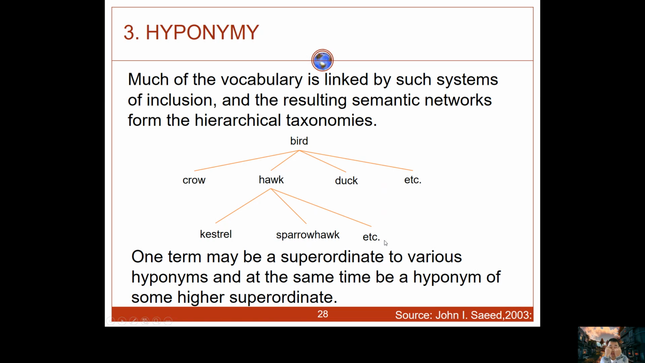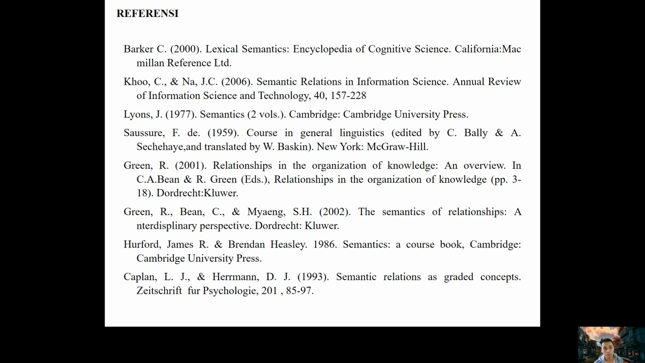So we must choose the vocabulary, what we want, what the meaning of our message is. One term may be a superordinate with various hyponyms and at the same time be a hyponym of some higher superordinate. As I told you about superordinate and hyponym.